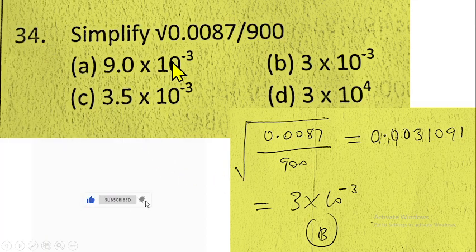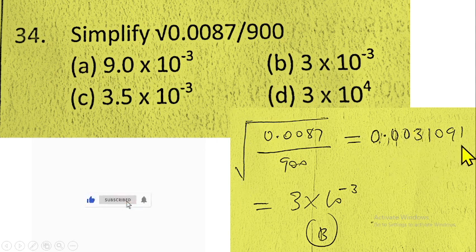Question number 34. We have to simplify the square root of 0.089 divided by 900. It's quite simple, and you leave your answer in standard form. So you have the square root of 0.0087 divided by 900. Your calculator can do this for you. Divide this by this, that gives us 0.0031091. Then you find the square root of it to give us this number here.